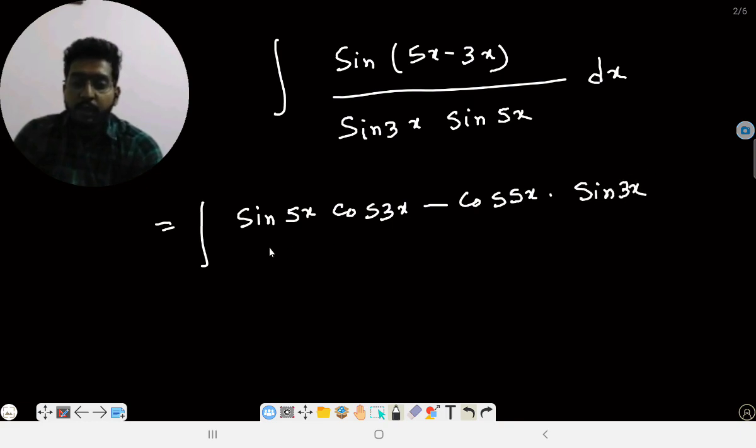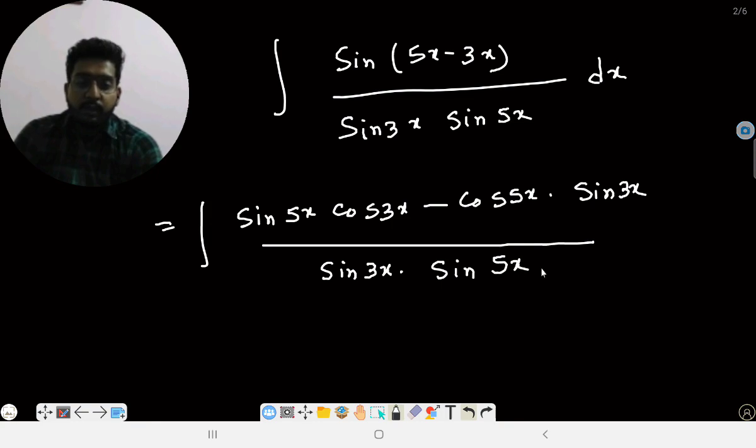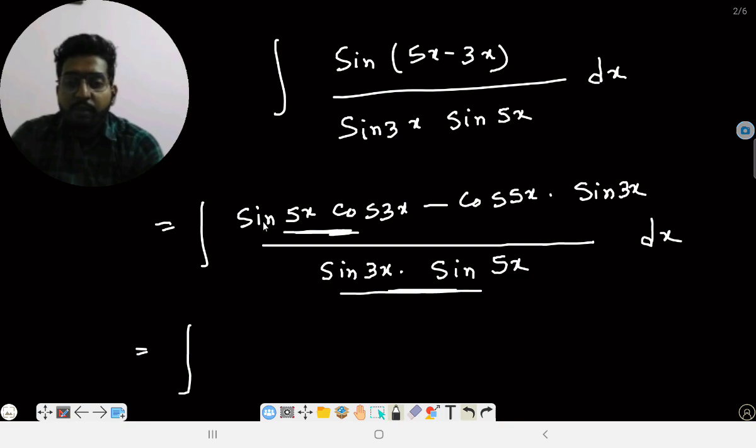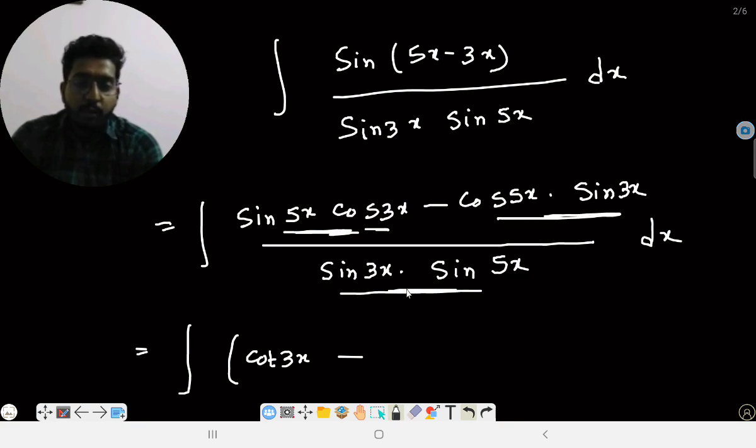And look at the denominator here: sine 3x into sine 5x and dx. Now if you separate this, what will happen? Sine 5x into cos 3x divided by this one. Now sine 5x and sine 5x will cancel out. That means cos 3x and sine 3x will remain, so cos 3x by sine 3x will be cot 3x, minus again the second term divided by the denominator.